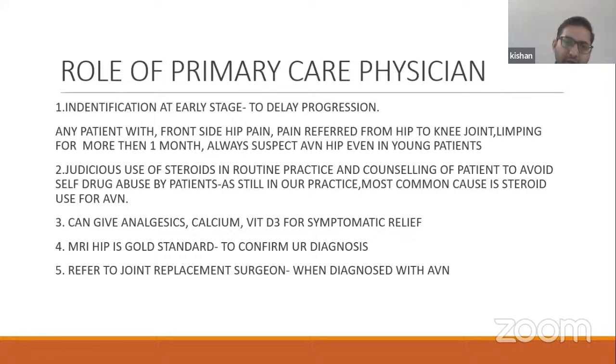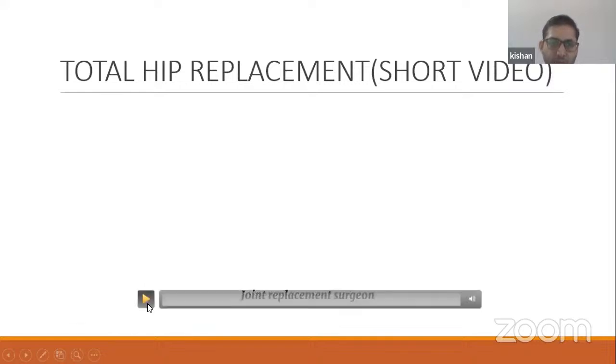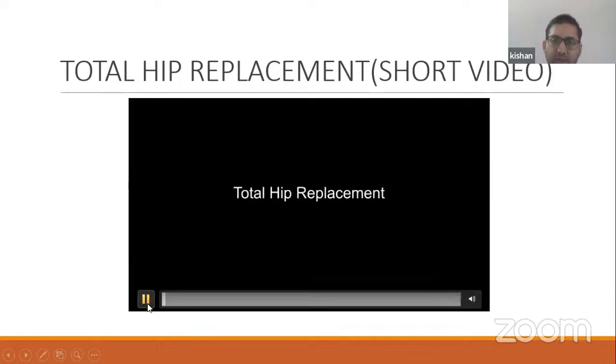If we want to diagnose, then MRI hip is the gold standard to confirm our diagnosis. And whenever you think AVN hip has developed, you can refer this patient to the joint replacement surgeon. This is a short video of the total hip replacement and exactly how the process happens. It is graphical.